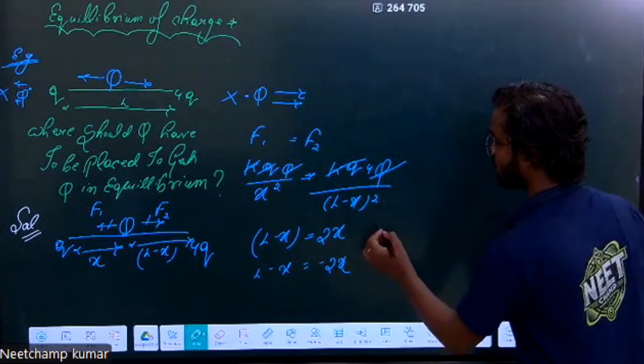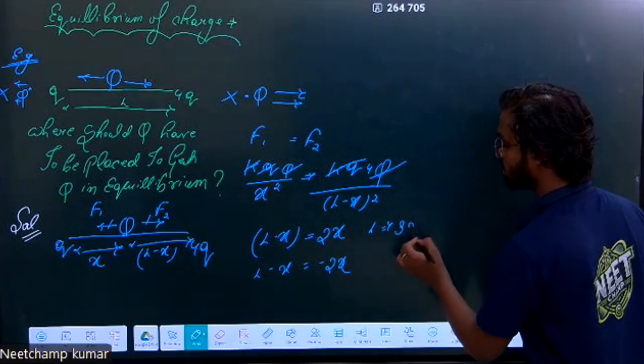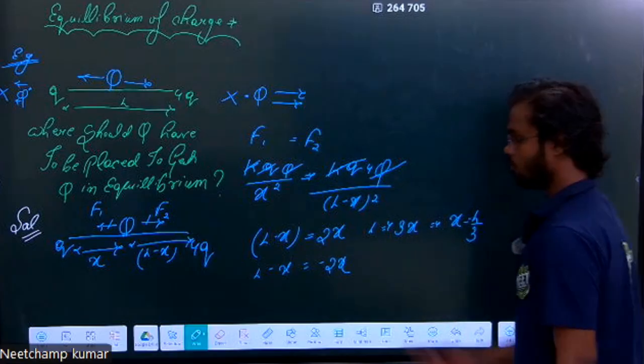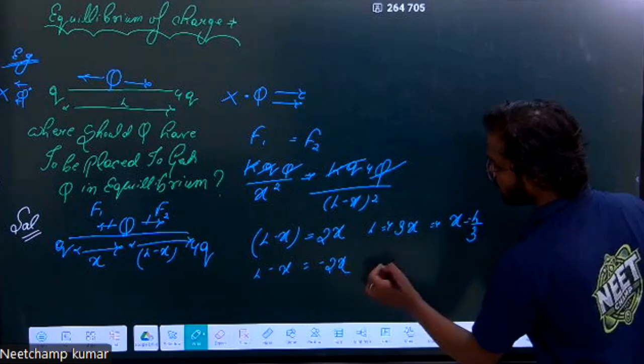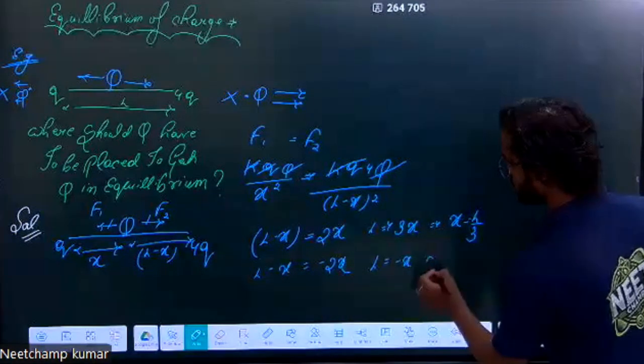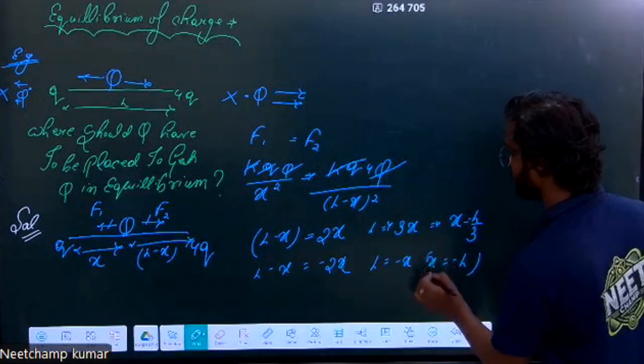So from here you will get L is equal to how much? 3x. So X is equal to how much? L by 3. Now from here if you calculate, what will you get? L is equal to, see this is, you will get minus X. So X is equal to minus L. What do you mean by minus L?